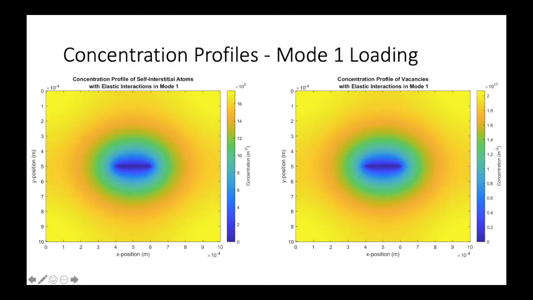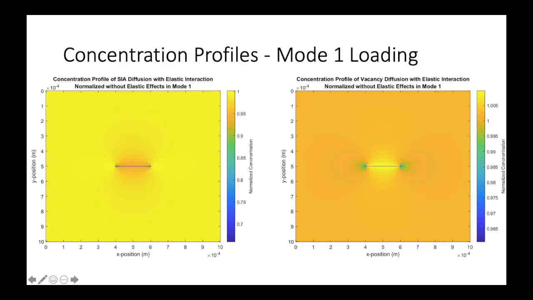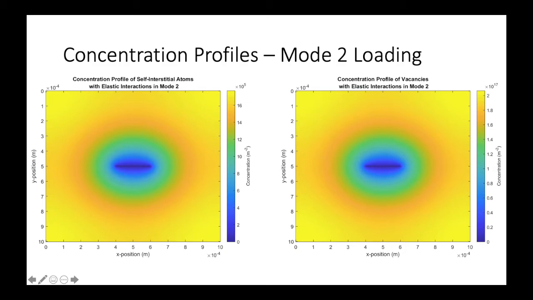The concentration profiles for both SIA and vacancy diffusion under Mode 1 loading can be seen here. The shape for both are nearly identical, but the vacancies have a much higher equilibrium concentration, which is due to the much lower diffusivity of vacancies. To better visualize these results, the concentration profiles were normalized to a solution of the problem that did not use elastic effects from the crack. With this done, there is a slight relative change in concentration around the crack tips, but this difference is very small. The concentration profiles for Mode 2 look nearly identical to the ones for Mode 1 loading.